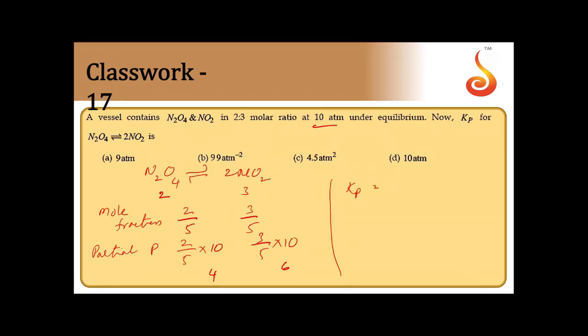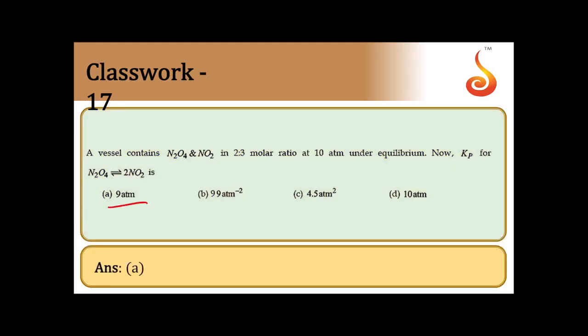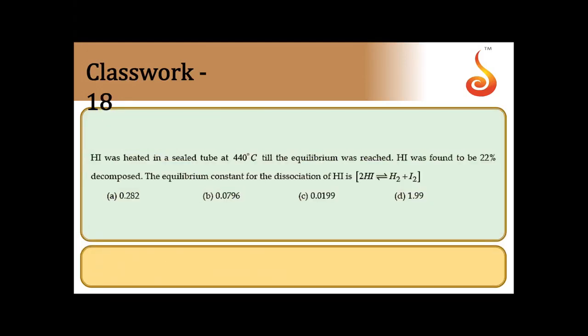Now the value of Kp is equal to partial pressure of NO2 squared, that is 6 squared, 36, divided by partial pressure of N2O4, which is equal to 4. So therefore answer is 9. Option is A. Then 18th one.